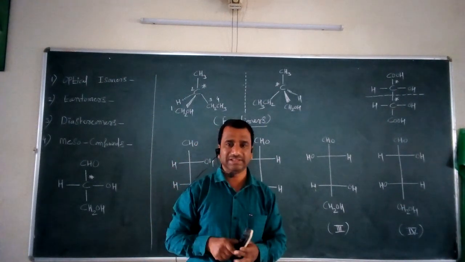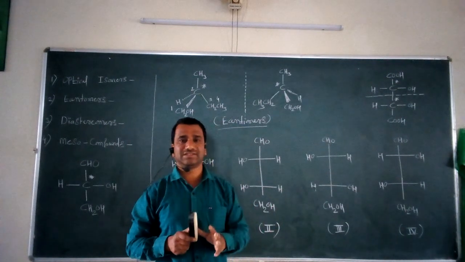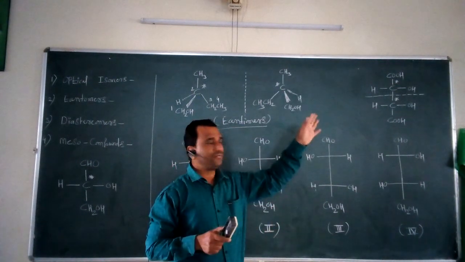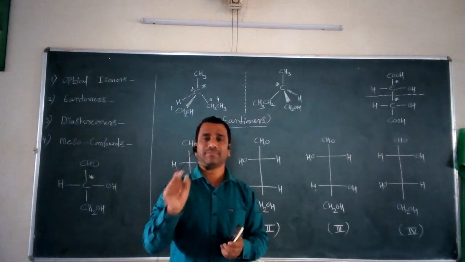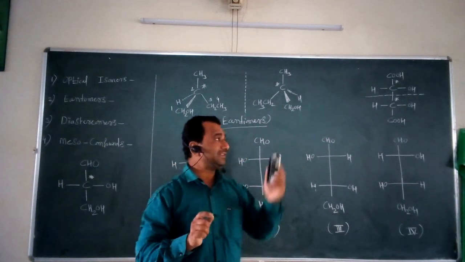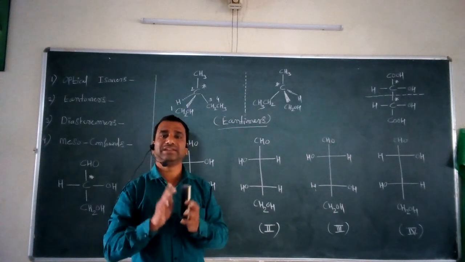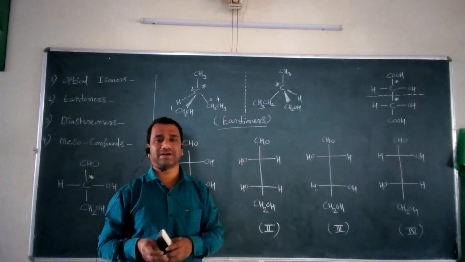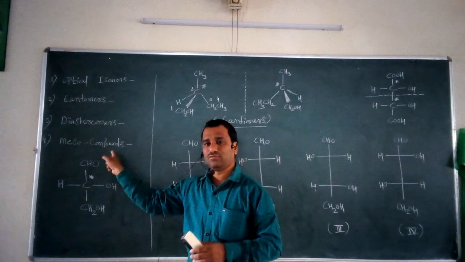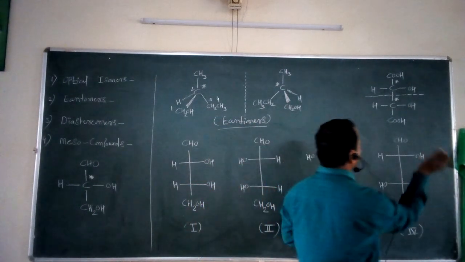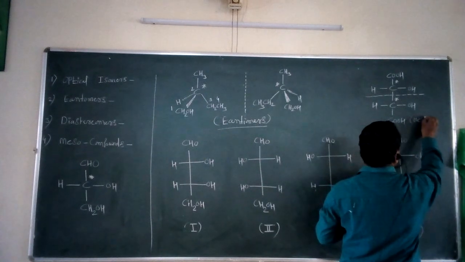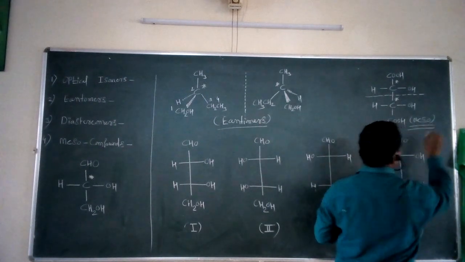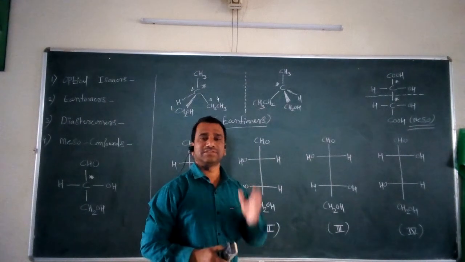And why is it optically inactive? Because a plane of symmetry is there, and also if we take the mirror image of this compound, it has a superimposable mirror image. That's why this tartaric acid compound is optically inactive, and such compounds are called meso compounds. So this compound is a meso compound. This is the next important concept, meso compounds.